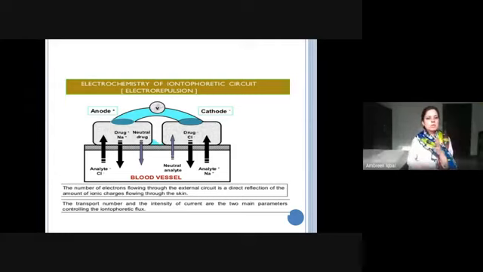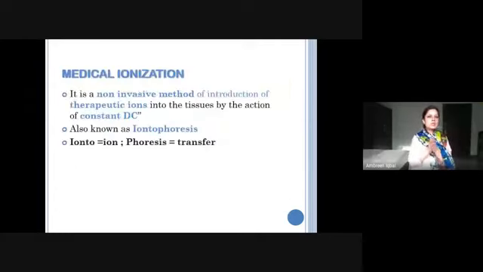I'm again going to revise this concept of medical ionization, which is a non-invasive method of introduction of therapeutic ions into the tissues by the action of a constant direct current. Medical ionization is also termed iontophoresis: 'ion' means ion, and 'phoresis' means transfer of the ions. Non-invasive means an approach in which you are not going to do open surgery, or inject something. This is a closed procedure. And in this procedure, you are going to introduce ions into the tissues.